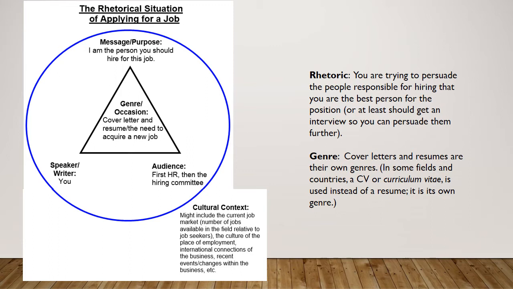This assignment, you'll have a few more pieces as well. You're going to have 2 cover letters and 2 resumes. You're also going to have your rhetorical choices report, so make sure that you read the assignment sheet to know exactly what I'm looking for.